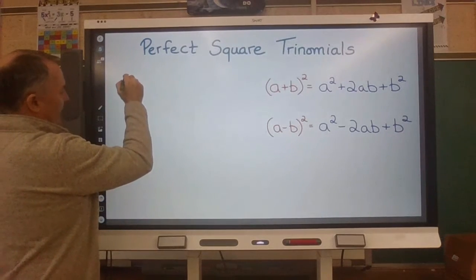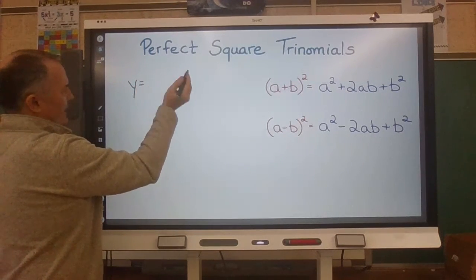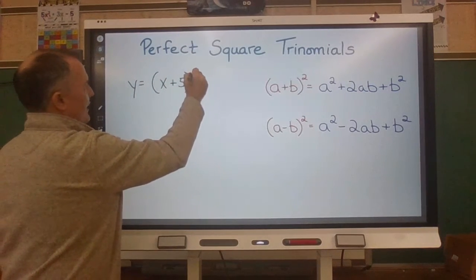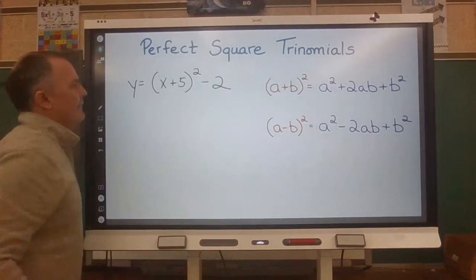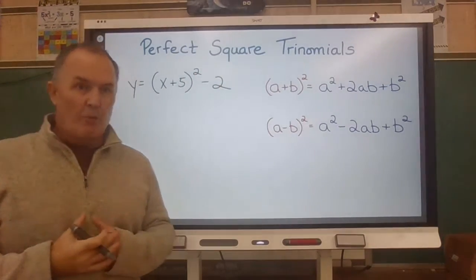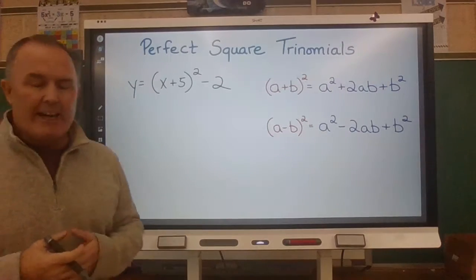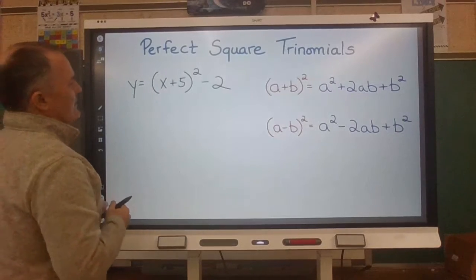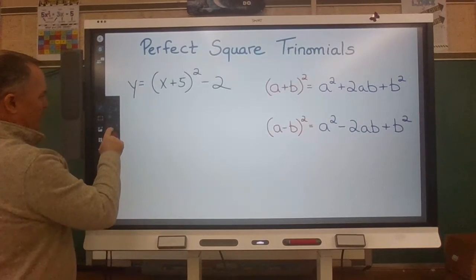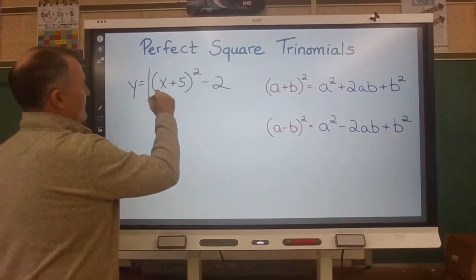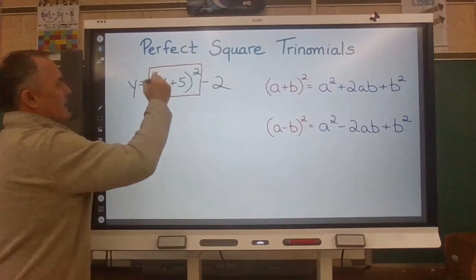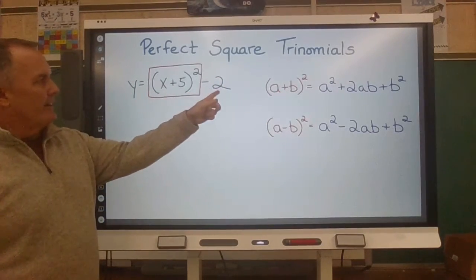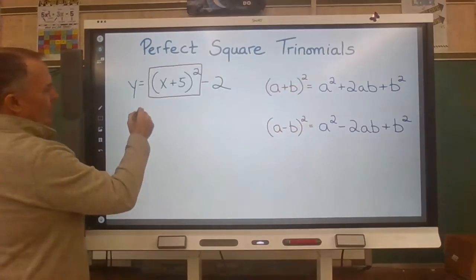So say, for example, I had a vertex form. Y equals x plus 5 squared minus 2. All right, right there I have the vertex form of a quadratic equation. And I want to convert that into the standard form of a quadratic equation. So notice inside of here, this part right here is a perfect square trinomial. So I'm going to solve this, and then I'm going to subtract 2 from it. So I'm just going to go through that pattern.